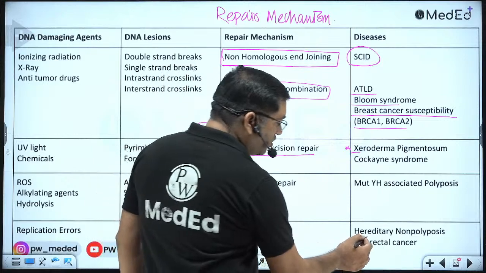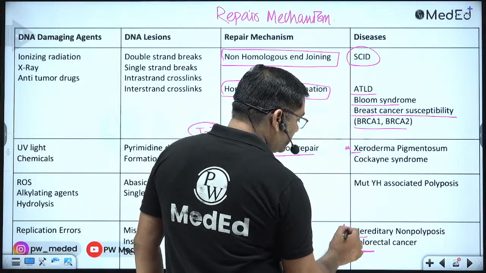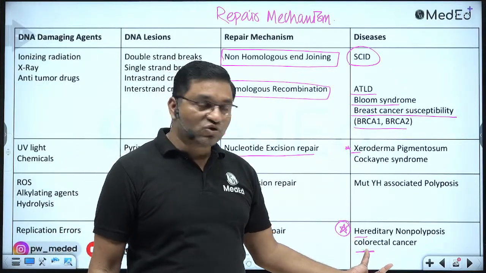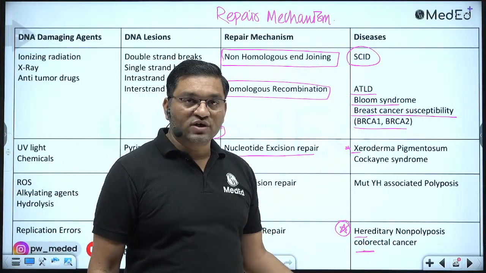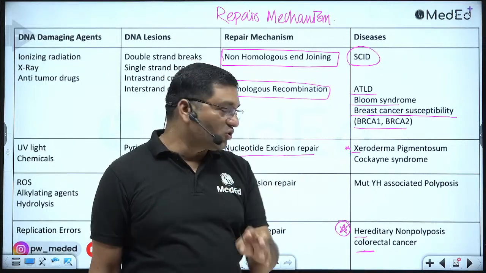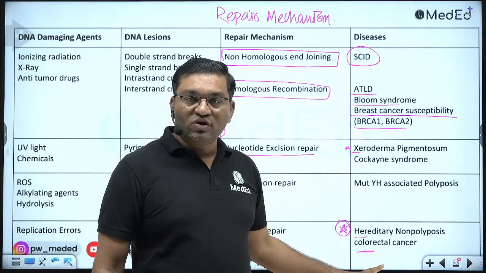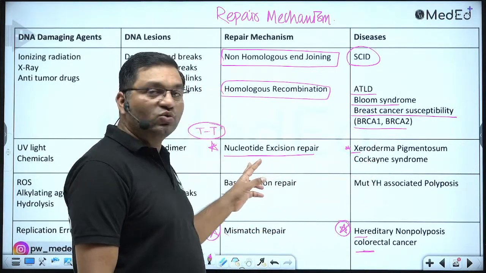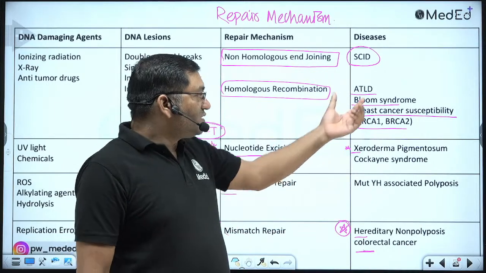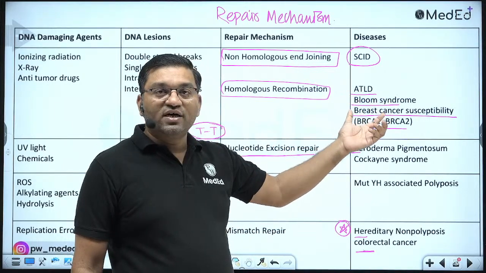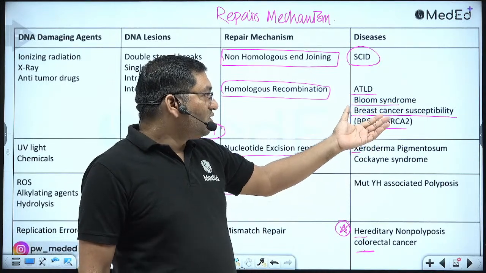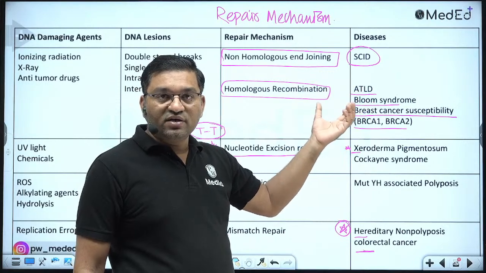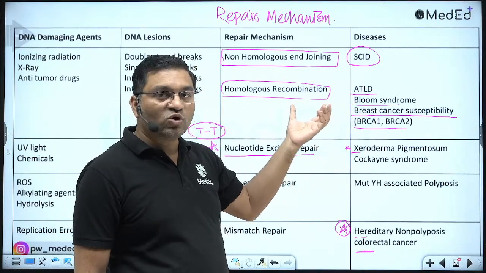So hereditary non-polyposis colorectal cancer is an important disease which is related with the mismatch repair, also known as Lynch syndrome or hereditary non-polyposis colon cancer. Here 3 or 4 diseases are important. Hereditary non-polyposis colon cancer is due to defect in mismatch repair. Xeroderma pigmentosum is due to defect in nucleotide excision repair. Then ataxia telangiectasia, Bloom syndrome, breast cancer susceptibility, Werner syndrome. These are due to defect in double strand break repair, that is homologous recombination.